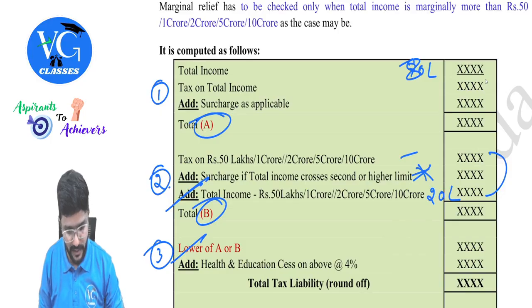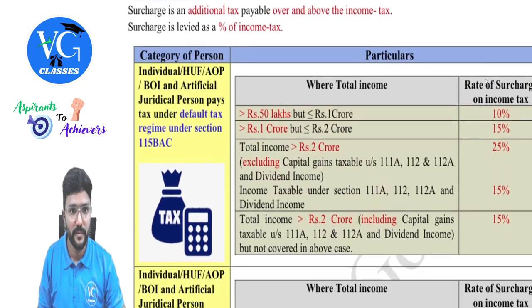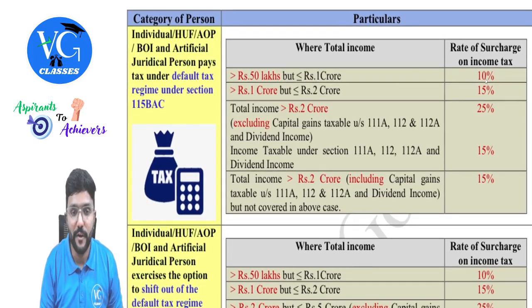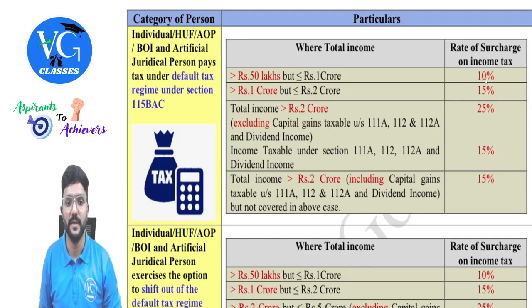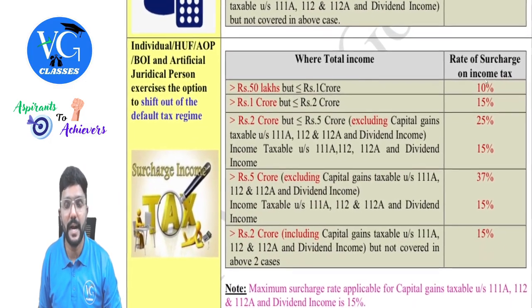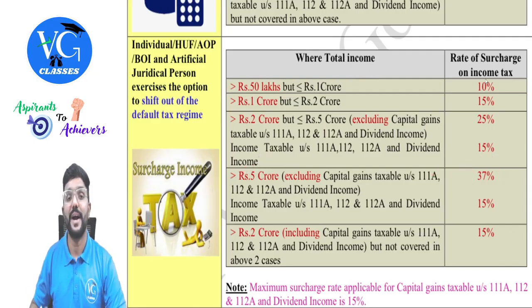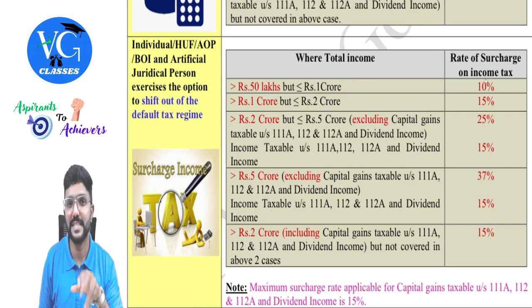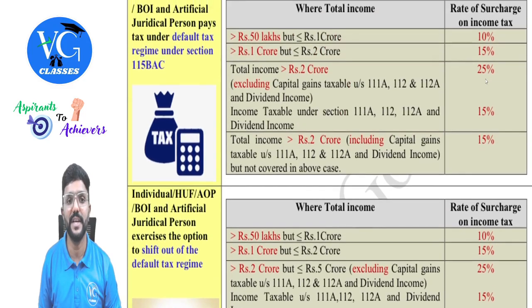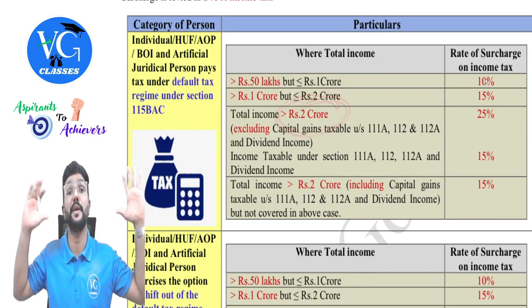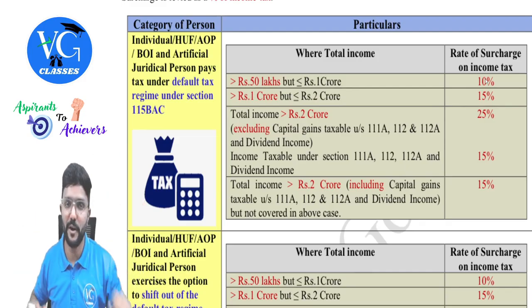Clear? I will just show you. Just listen here. Yeah, you can see here. Under default regime, more than 2 crore, it is always 25%. 5 crore limit is not there. Whereas under optional scheme, if it is more than 5 crore, it is 37%. So under optional scheme, we can check relief. Whereas under default regime, no need to check relief. Why, sir? Because the total income of an assessee under default regime has crossed 2 crore by a bigger margin. So relief will not be available.